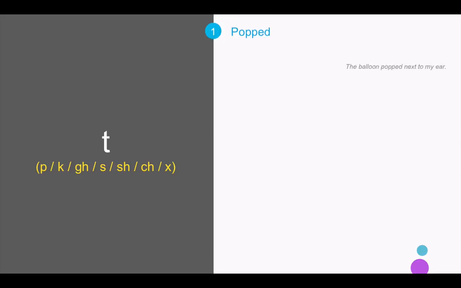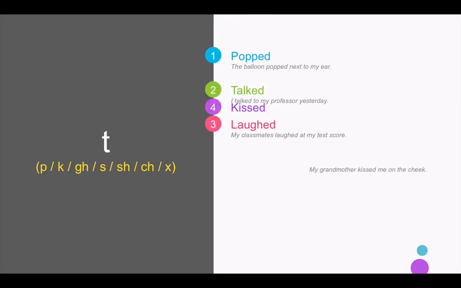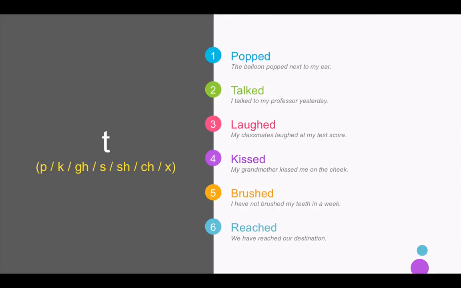And lastly, we have the T sound. This is the one that doesn't have anything to do with D. The pronunciation of it would be "t." Letters or words that end with P, K, GH, S, SH, CH, or X all carry the T sound. For example, pop, "t," popped. The balloon popped next to my ear. Talk, "t," talked. I talked to my professor yesterday.